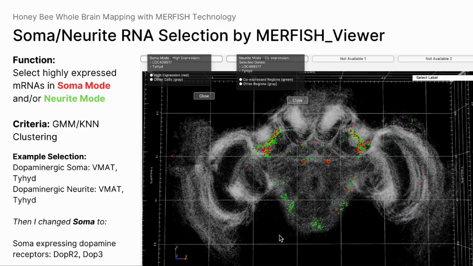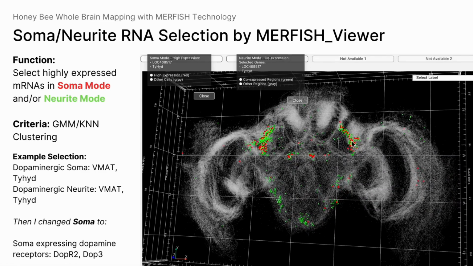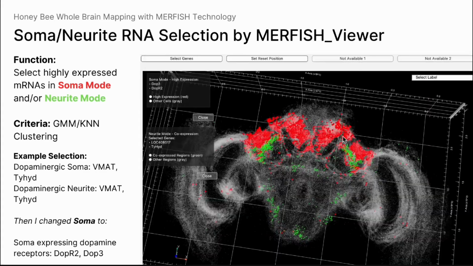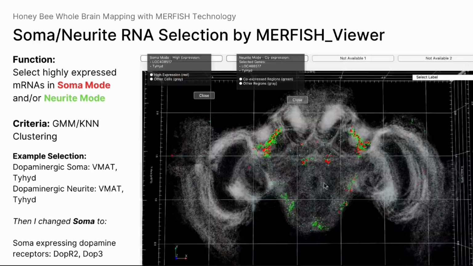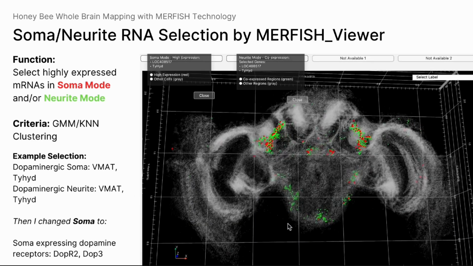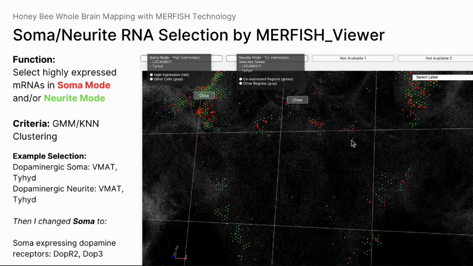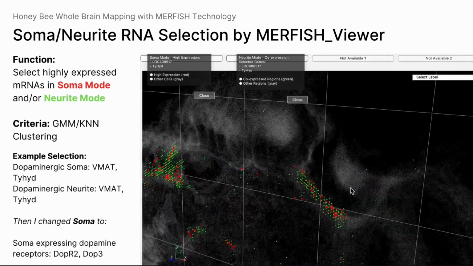One of the strengths of MERFISH is its subcellular resolution. We can see whether RNAs are concentrated in the soma, the cell body, or out in the neurites. For example, dopamine receptor RNAs like DOPR2 and DOP3 are often found in somas, while dopaminergic neurites contain RNAs for VMAT and TH. This tells us not just what genes a neuron expresses, but also where in the cell that molecular machinery is located, giving us clues about where neurotransmitter synthesis and reception occur in a circuit.